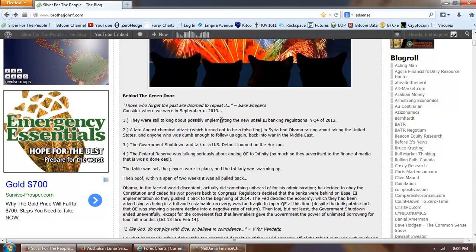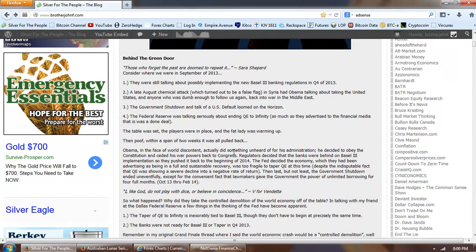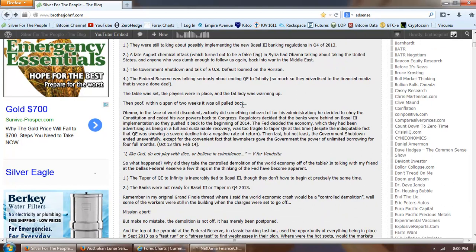Behind the Green Door. Consider where we were in September 2013. They were still talking about possibly implementing the new Basel III banking regulations in the fourth quarter of 2013. In late August, a chemical attack, which turned out to be a false flag in Syria, had Obama talking about taking the United States and anyone who was dumb enough to follow us again back into war in the Middle East. The government shutdown and talks of a U.S. default loomed on the horizon, and the Federal Reserve was talking seriously about ending QE to infinity. So much so, they advertised it to the financial media that it was a done deal.